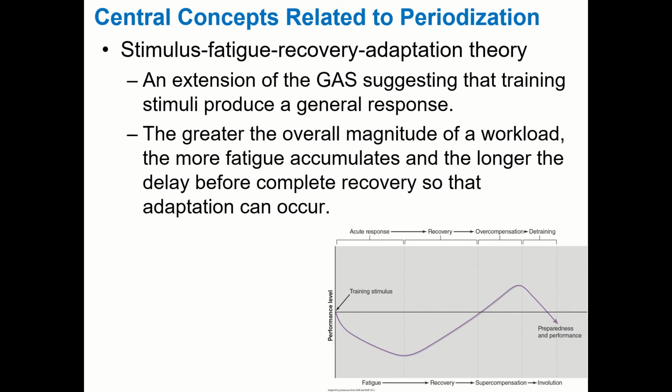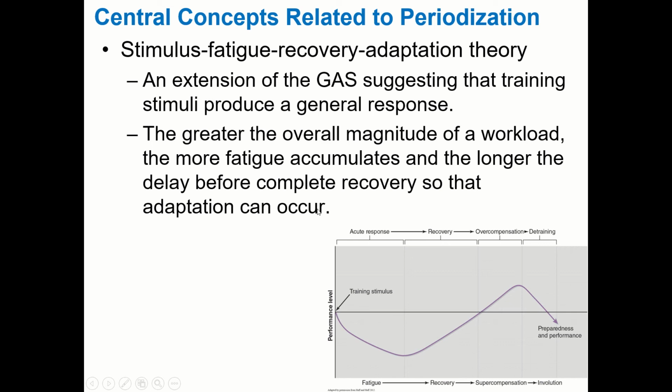The next one, stimulus fatigue recovery adaptation theory, is basically the same thing. I guess the primary difference here is that it does a better job of taking account of the overall magnitude of the workload, as you can see here. And so if we keep accumulating fatigue because we keep having to work out and they never get to recover, that affects how long recovery is going to take.